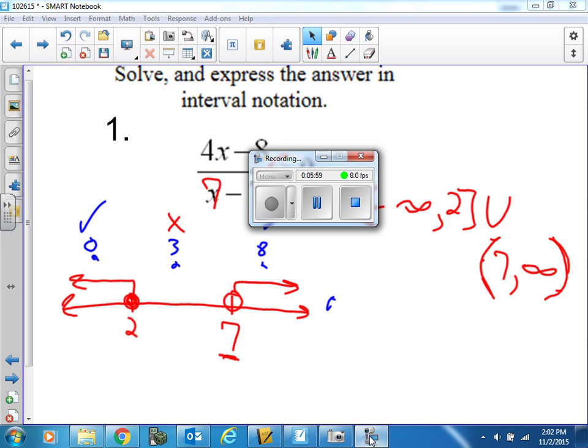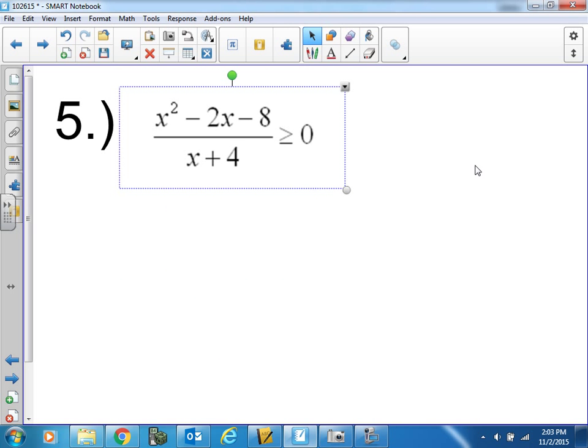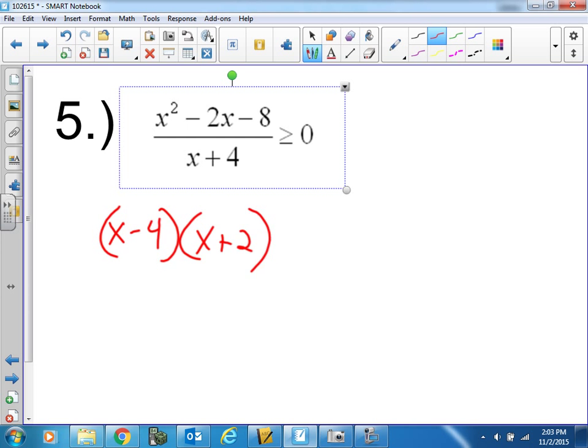I'll come back and do another one. Okay, let's look at number 5. All right. Good thing to do would be to factor the top. That's going to give us x minus 4 and x plus 2 on top.